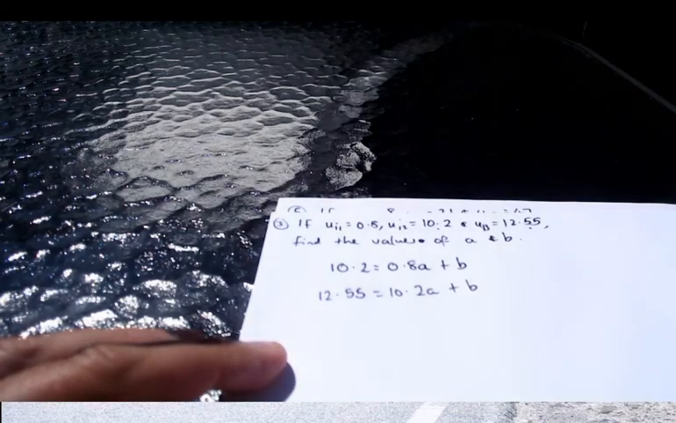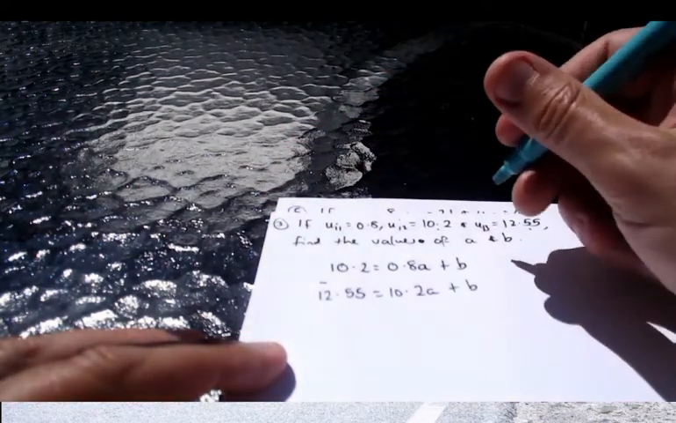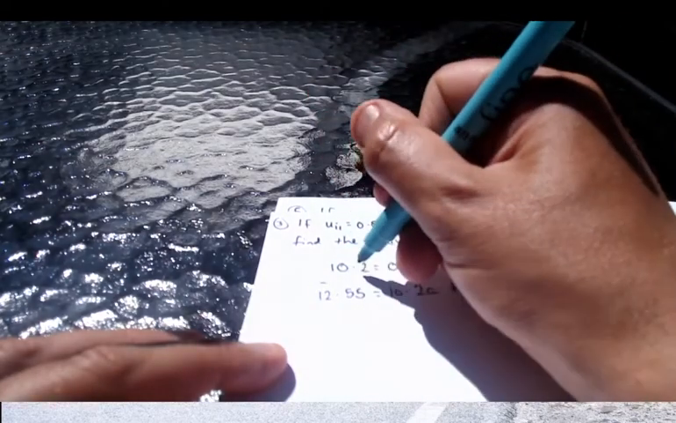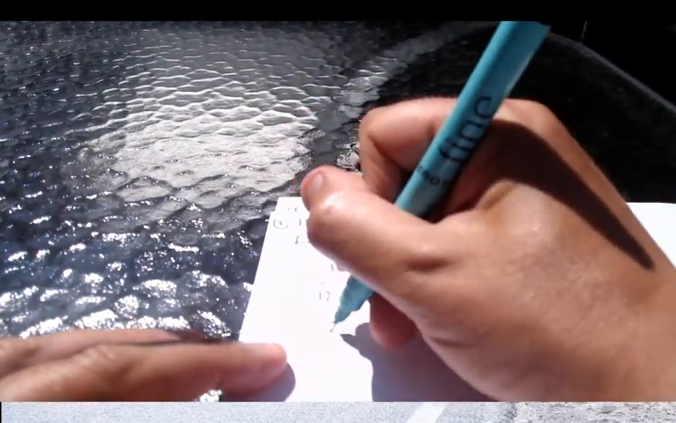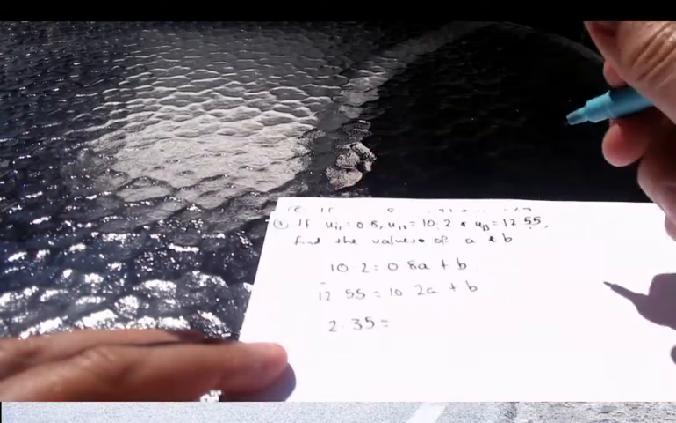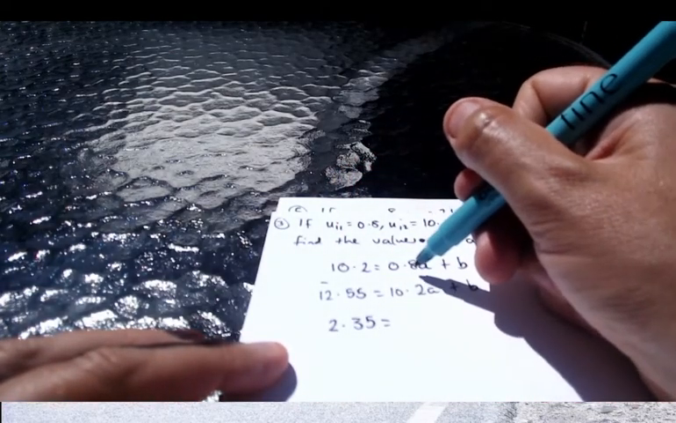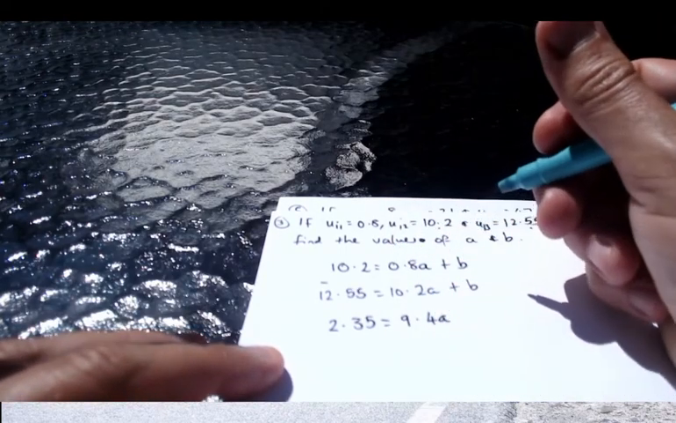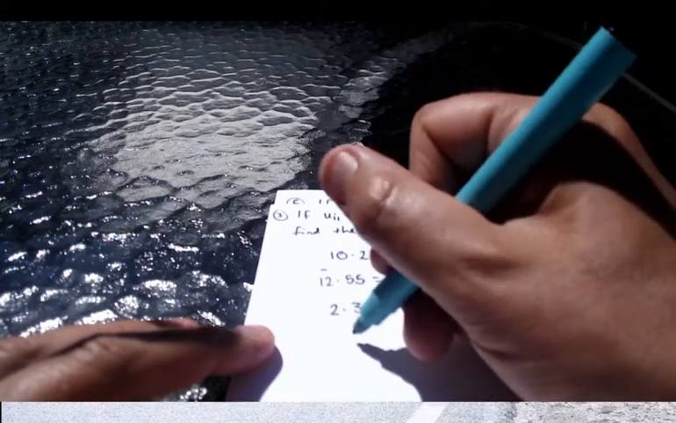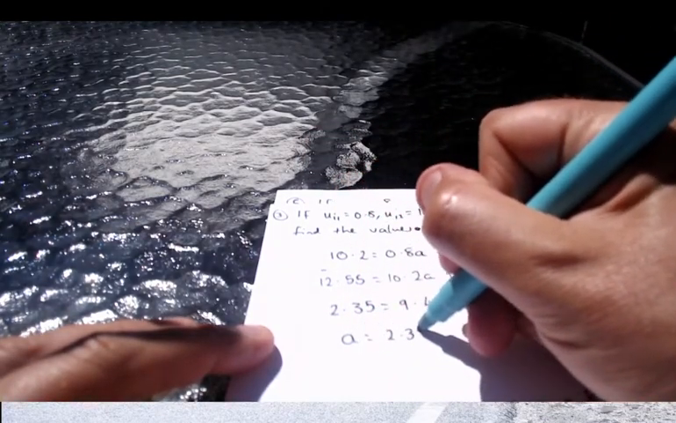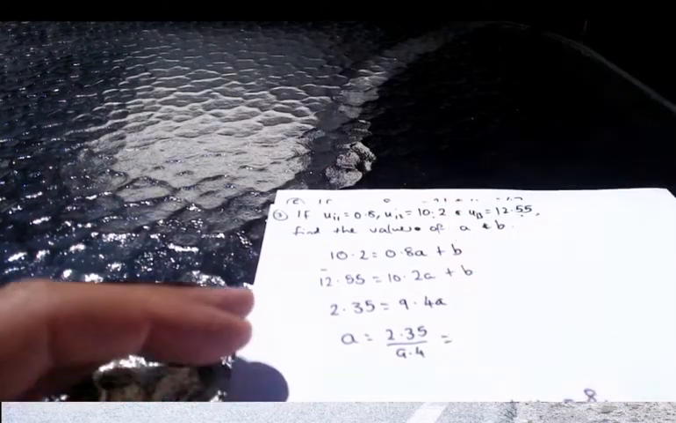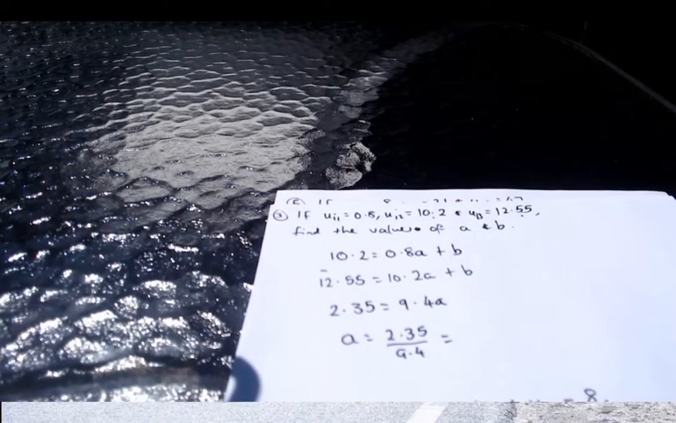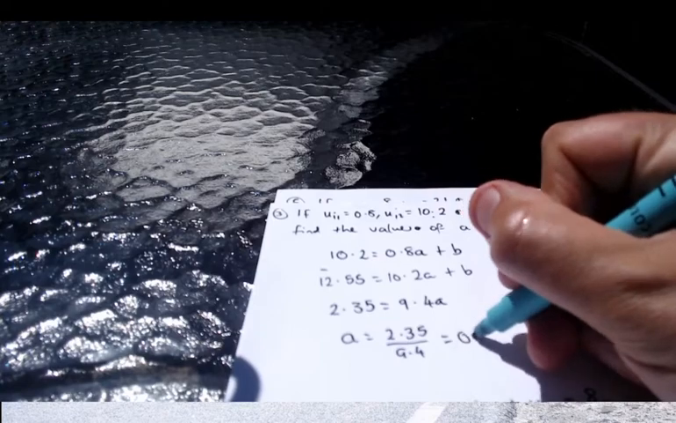Like so. Straight away I can take the equations away from each other to eliminate the B. So 12.55 take away 10.2, that's going to give me 2.35. 10.2 take away 0.8, that's going to give me 9.4A. Okay, to get the answer for A, I'm going to have to divide by 9.4. So you'd have to use your calculator for that. 2.35 divided by 9.4 works out to be 0.25.